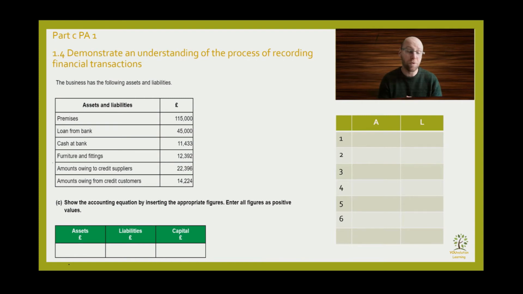We've also got furniture and fittings, amounts owing to credit suppliers, and amounts owing to credit customers as well. So that's the list. So I'm just going to number those 1, 2, 3, 4, 5, and 6, and then add them into this table.